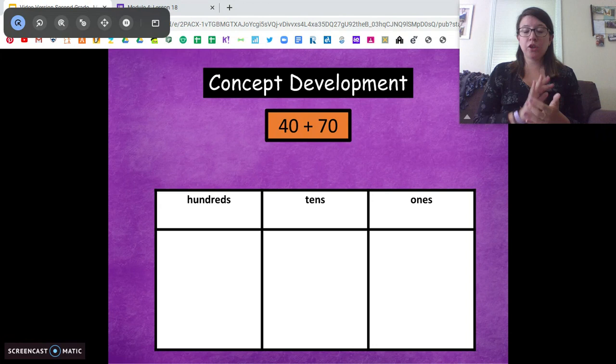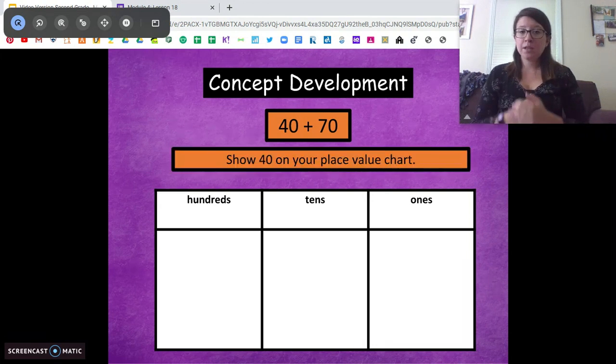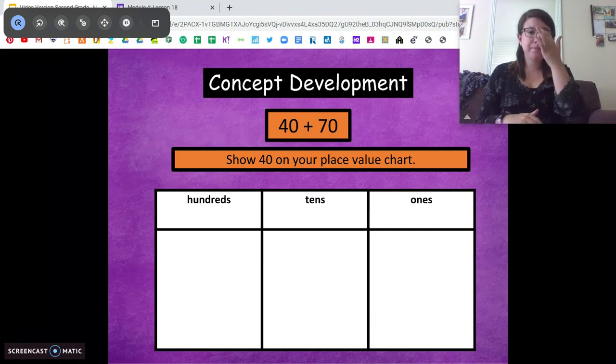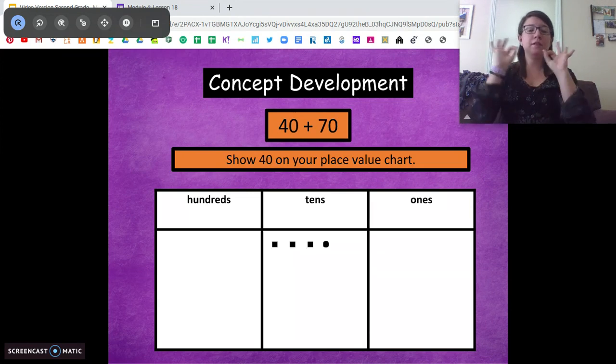So on your place value chart, I want you to show me 40. Just show me 40. Pause and do that, and then come back when you're ready. Good. So it should look like this. 4 tens, 40. Done. Awesome.